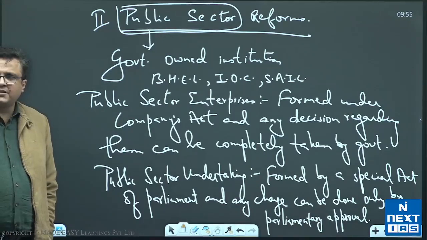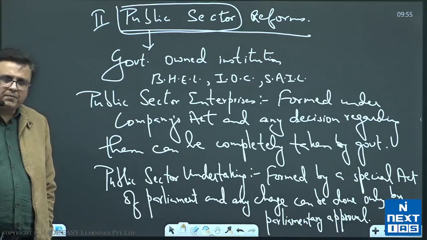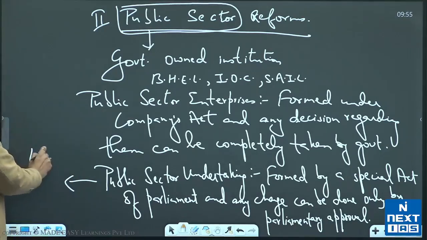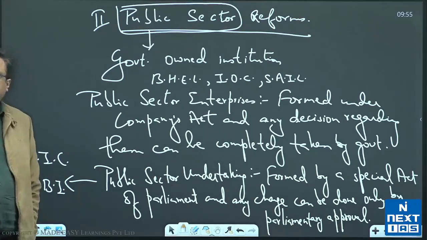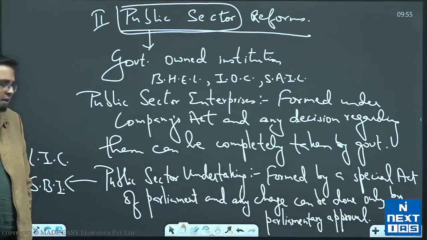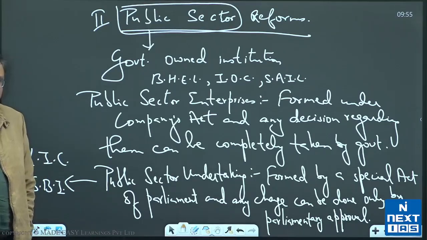You cannot simply sell it off, or simply purchase things in it or make changes. For example, LIC or SBI. These are public sector undertakings. So there can be a public sector enterprise and there can be a public sector undertaking.